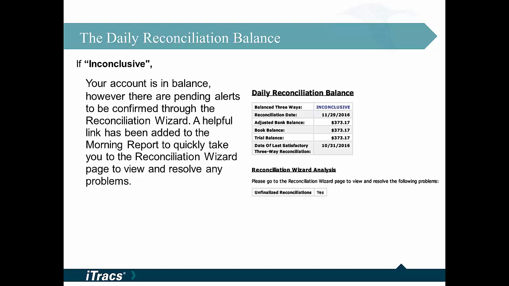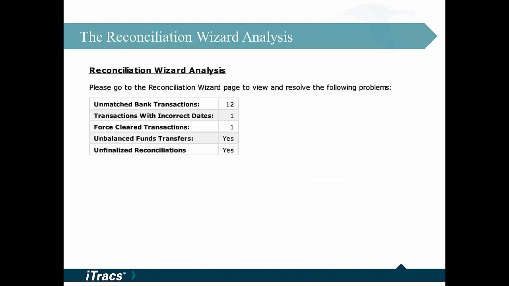The analysis section of the morning report confirms what actions need to be taken. You'll see that on your wizard analysis, it breaks it out into sections: unmatched bank transactions, transactions with incorrect dates, forced cleared transactions, unbalanced funds transfers, or unfinalized reconciliations. It also indicates how many in each section that you'll have to go and resolve.